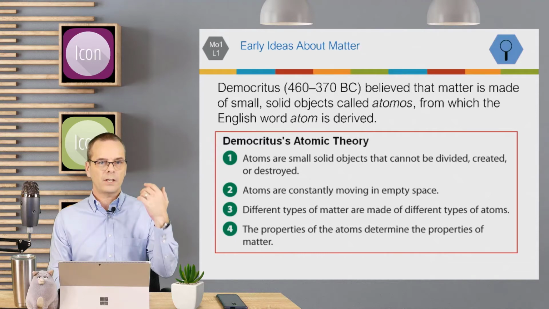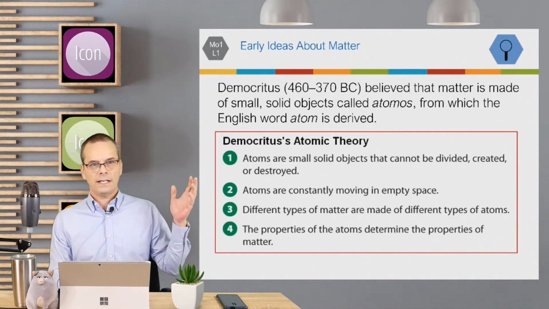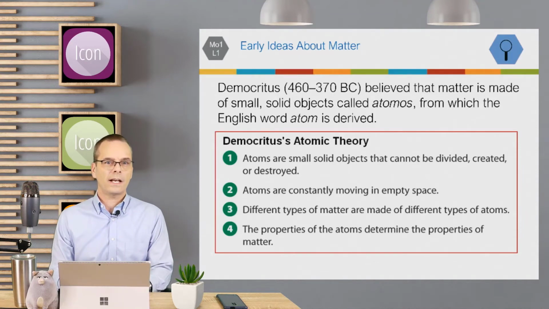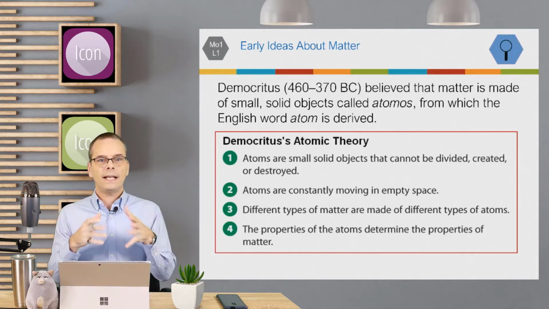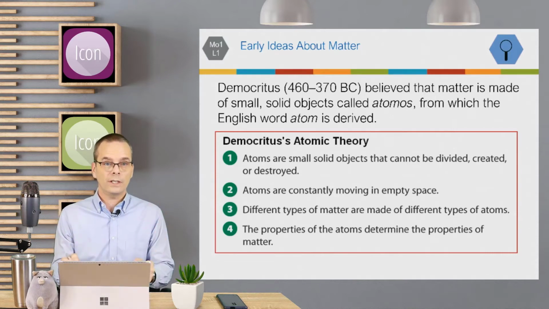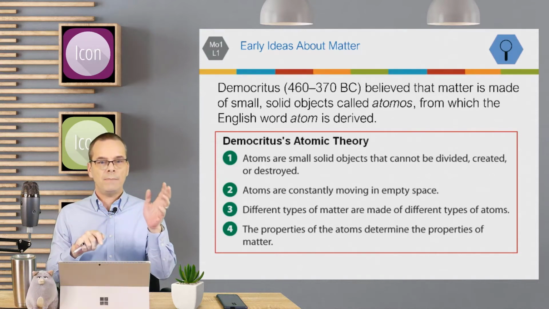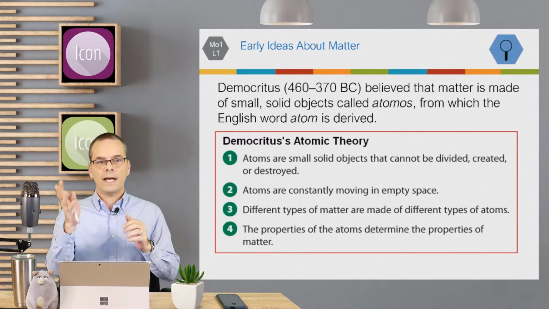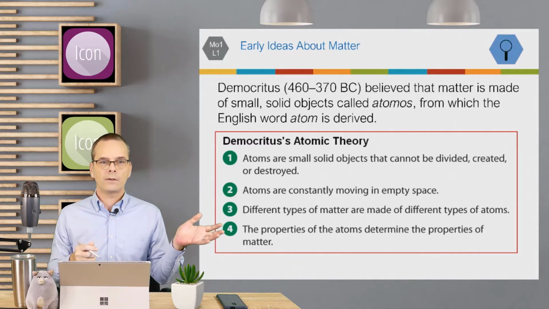Now let's look back about 2,000 years ago, all right? A guy named Democritus, he basically came up with this thing and he called it atomos. And he had this atomic theory. He said that atoms are small solid objects that cannot be divided, created, or destroyed. He also said atoms are constantly moving in empty space. And different types of matter are made of different types of atoms. And the properties of atoms determine the properties of the matter.